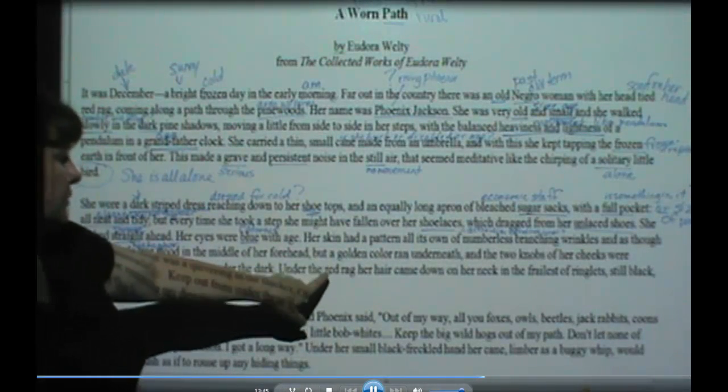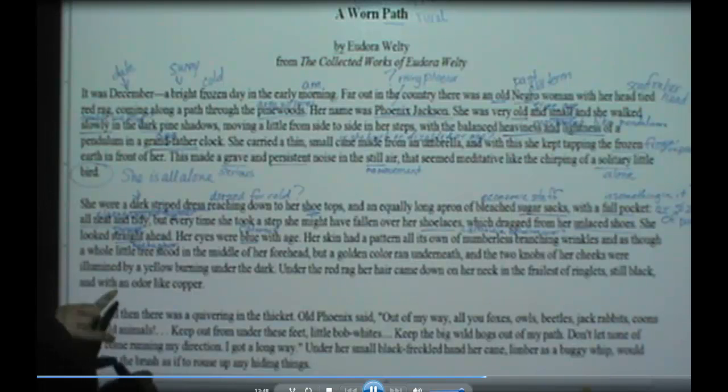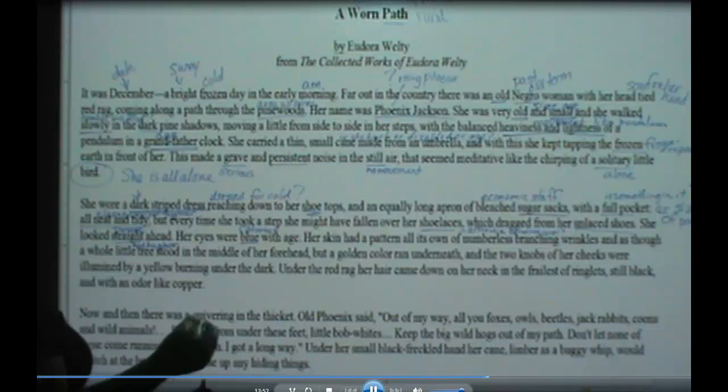But a golden color ran underneath, and the two knobs of her cheeks were illumined by a yellow burning under the dark.